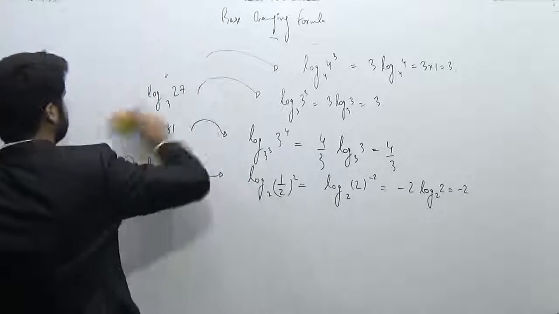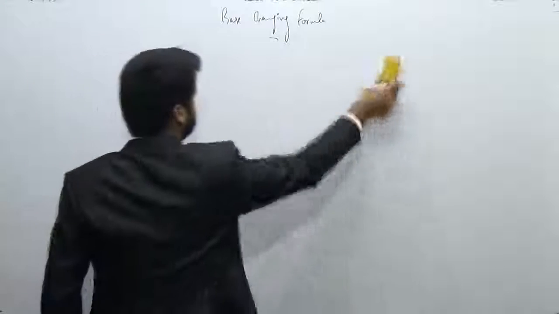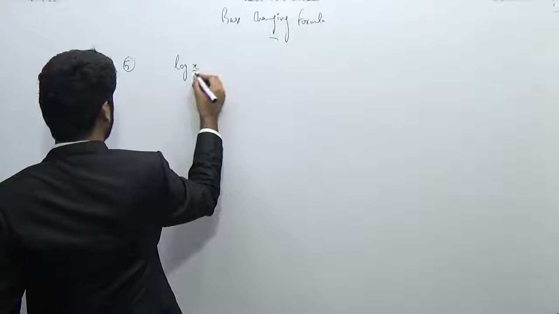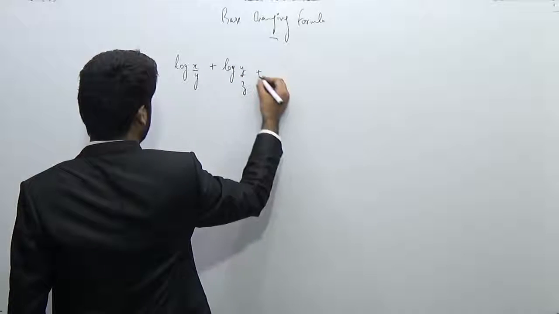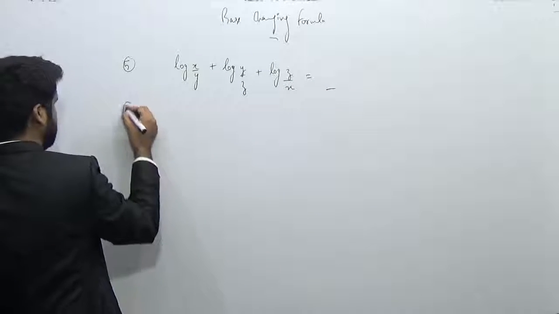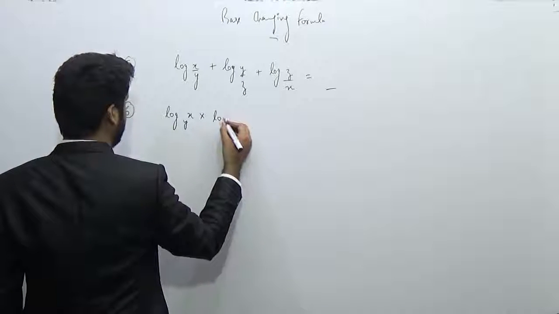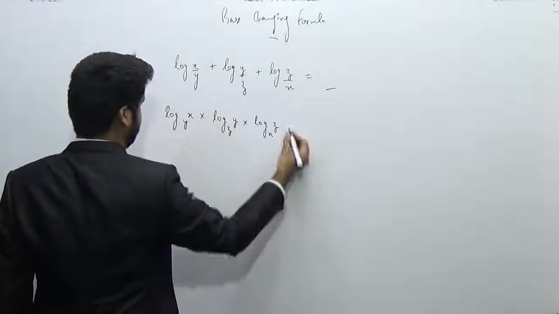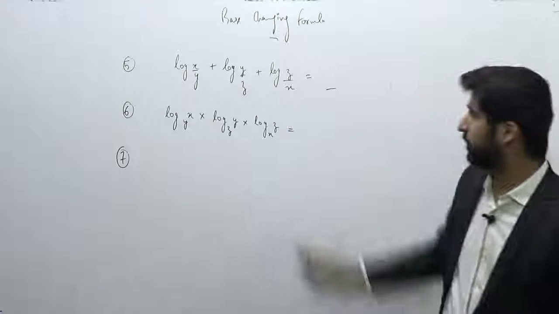So let's try some more questions. The first one is, determine the value of this expression log x upon y plus log y upon z plus log z upon x. You have to tell me the value of this one. The next problem is log x to the base y multiplied by log y to the base z multiplied by log z to the base x. So just try these two problems out.